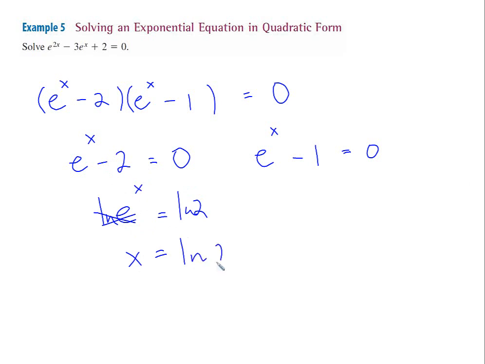So x is going to equal natural log 2. Over here, add 1 over here. And then we natural log both sides. We get x is going to equal natural log 1.